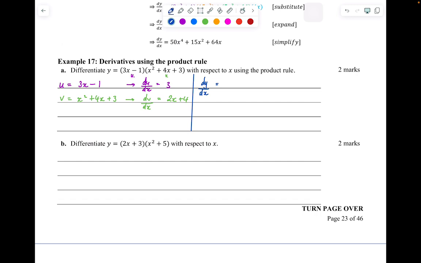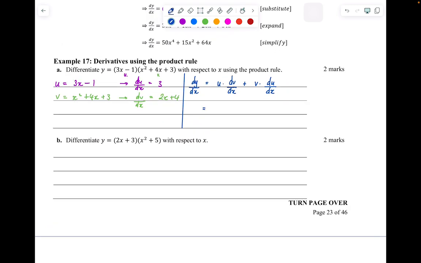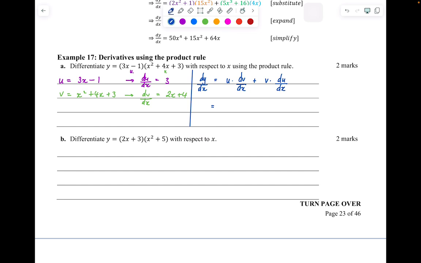So I'll write down the formula first. Here's the formula: u times dv dx plus v times du dx. In the next line here, we're going to substitute. And we might run out of space here, but that's okay. We can just always jump a line.